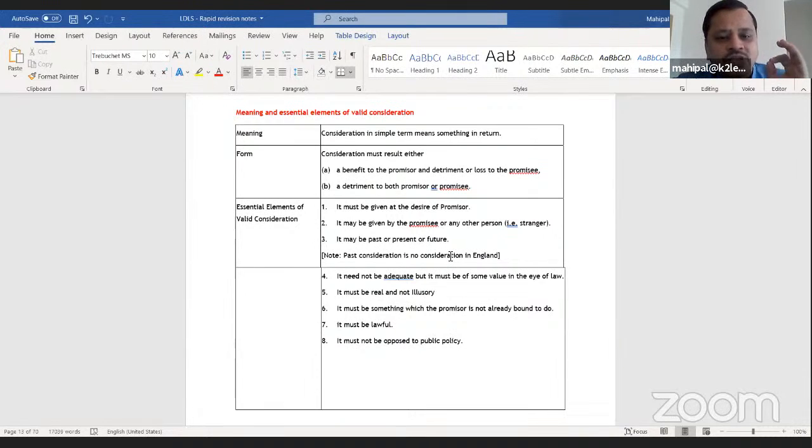The various essential elements of consideration include: number 1, it must always move at the desire of the promisor. Number 2, promisee. Number 3, past, present, future. Number 4, adequate, inadequate. Number 5, real. Number 6, it must not be something which the promisor is already bound to do. Number 7, it must be lawful and it should not be opposed to public policy. Point by point, finish. Yes, if it is just a 2-mark question, side heading will do. For a 4-mark or 6-mark question, a single-liner explanation is required. Clear?